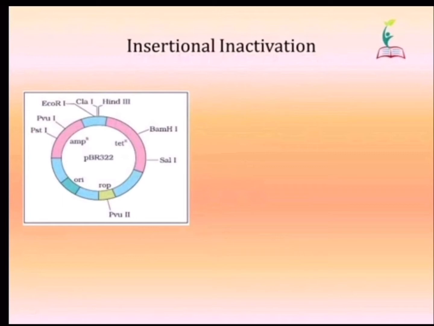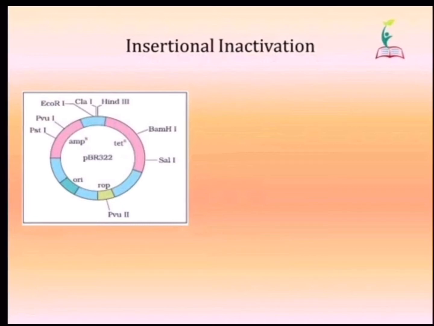respectively. You can see in the ampicillin resistance gene there are two recognition sites for two different enzymes, PST1 and PVU1, meaning the PST1 restriction enzyme is going to cut at that region, and the PVU1 restriction endonuclease is going to cut at that region. In the tetracycline resistance gene, there are two recognition sites for two different restriction enzymes. They are the BAMH1 site and the CEL1 site.